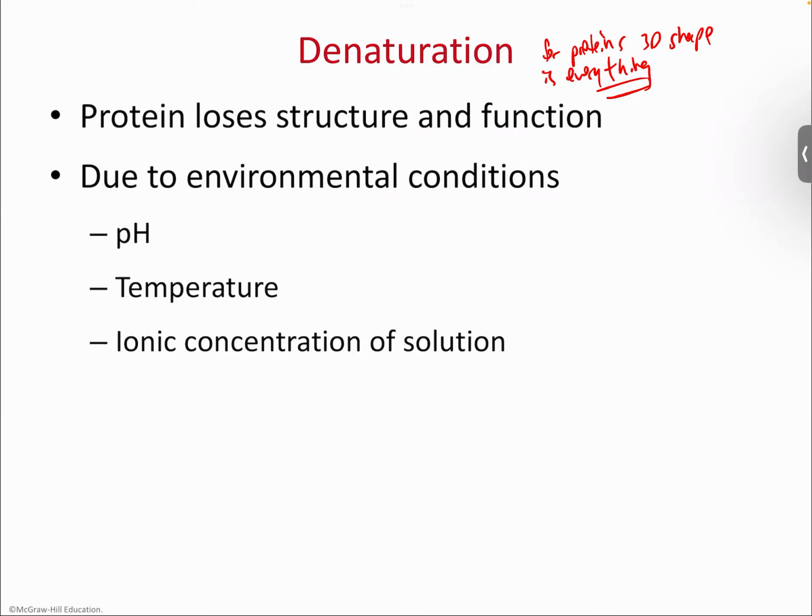Now, what happens if the protein loses that folded three-dimensional shape? What happens if it unravels, right? If it misfolds? Well, if it misfolds, it's going to lose its three-dimensional structure and its function, right? Because in this case, three-dimensionality equals function. When it does that, we call it denaturation. Basically, the unfolding of a protein.